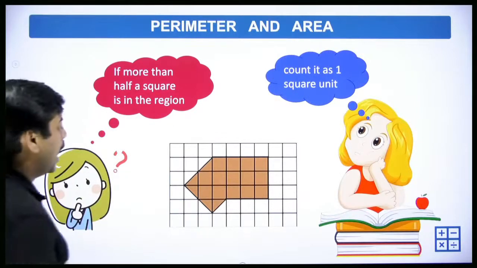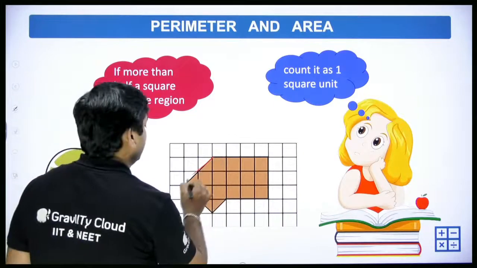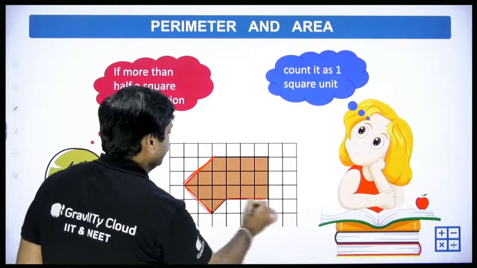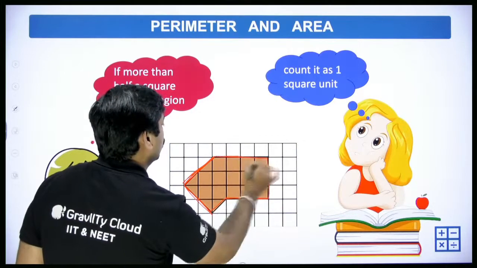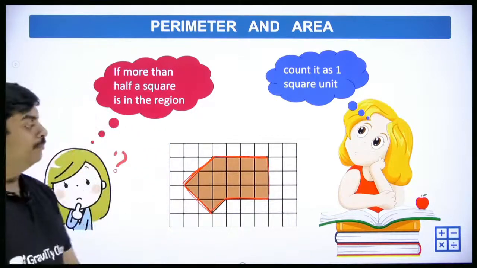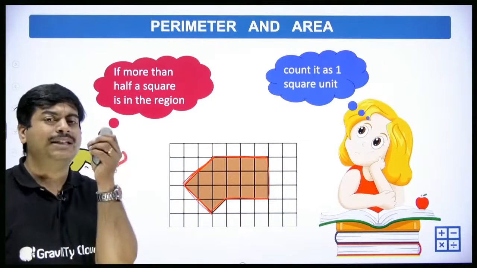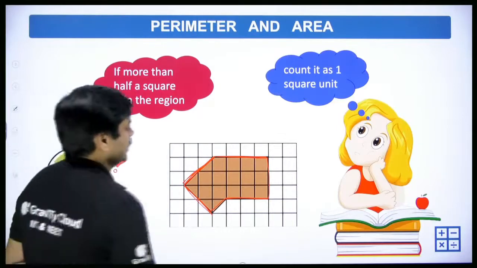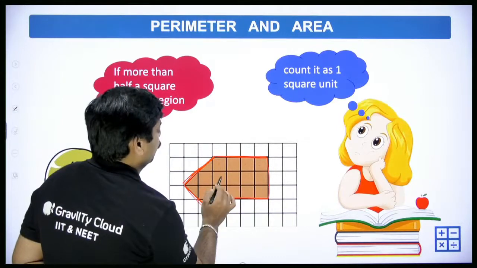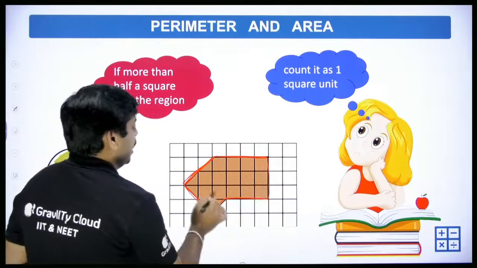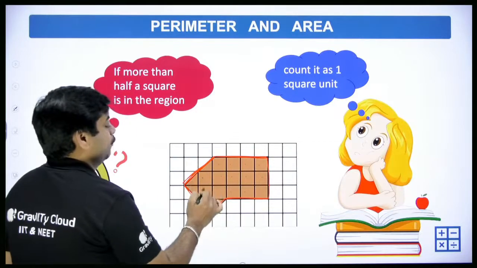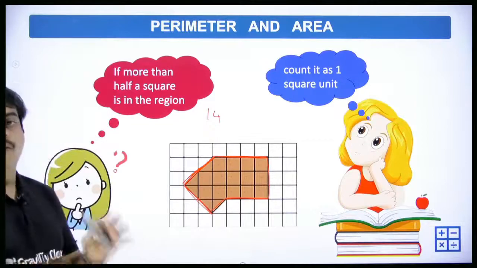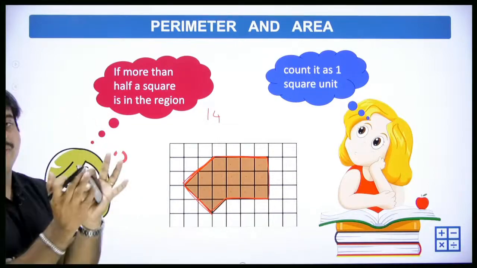For example, I am going to find the area of this figure. The area of this figure, you can see this, right? So the area of this brown figure enclosed. So now we need to find all the squares. How many squares are there? Let me see that. 1, 2, 3, 4, 5, 6, 7, 8, 9, 10, 11, 12, 13, 14. So 14 full squares are there. 14 full, that means the complete square is there.